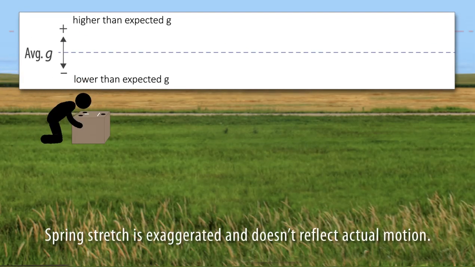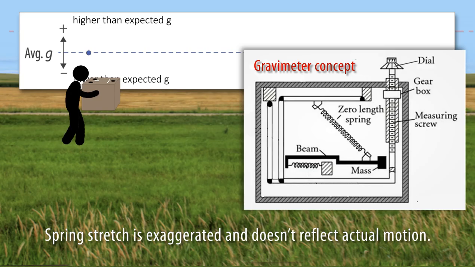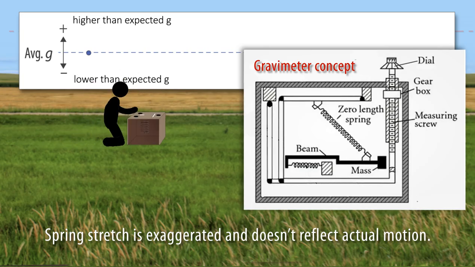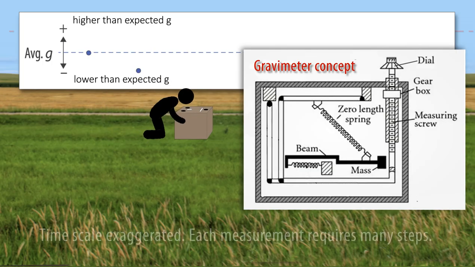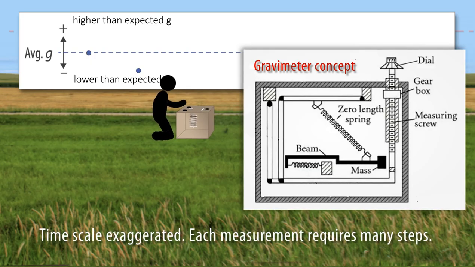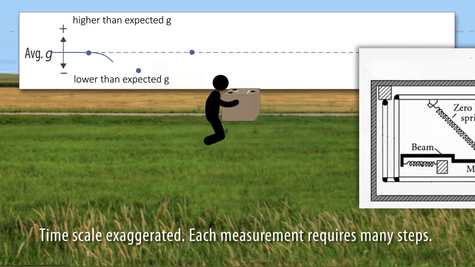A gravimeter is an instrument that contains a highly sensitive spring. If you place it on the ground and let the spring settle, it can detect differences in gravitational acceleration smaller than 1 part in a million. That can be plotted on a graph. As you move the gravimeter from place to place, it senses these tiny differences in gravitational acceleration.